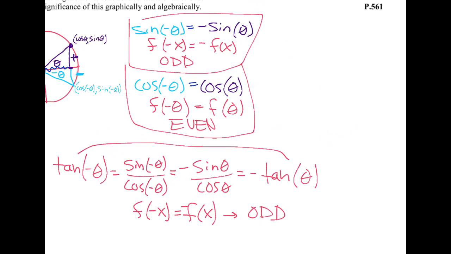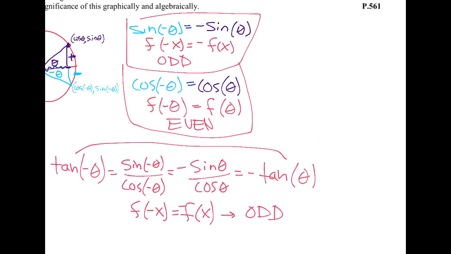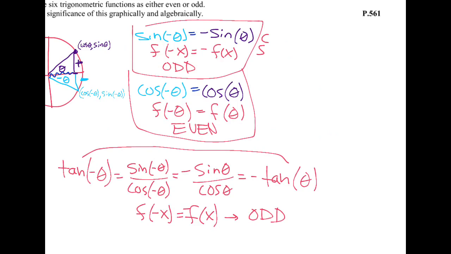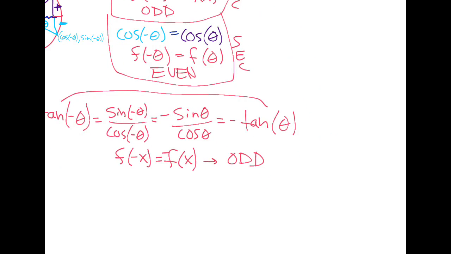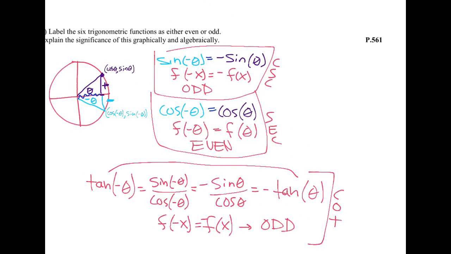Well, what about the other ones? If sine is odd, then so is cosecant. So cosecant is also odd. If cosine is even, so is secant. And finally, if tangent is odd, then so is cotangent. So we have these 6 functions identified as odd or even. Let's think about what that means now.